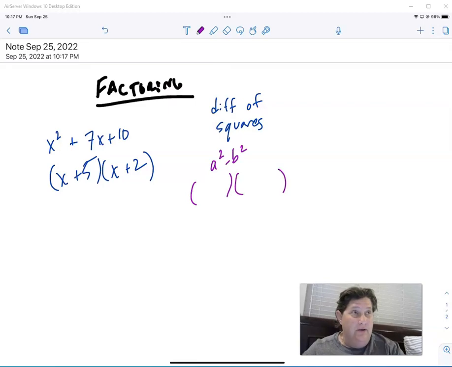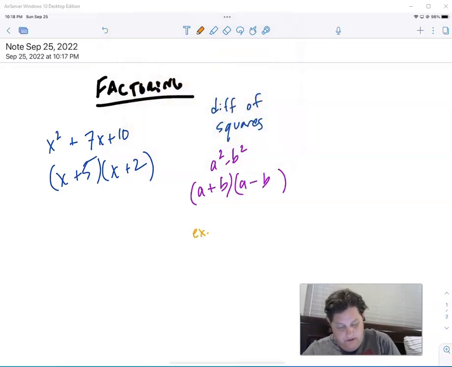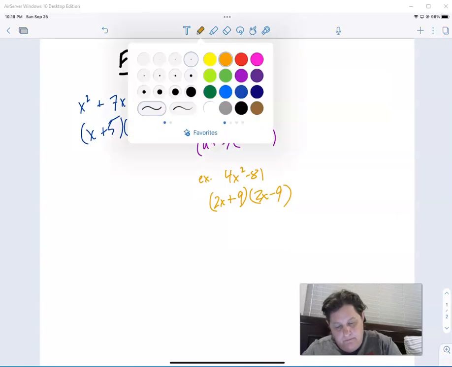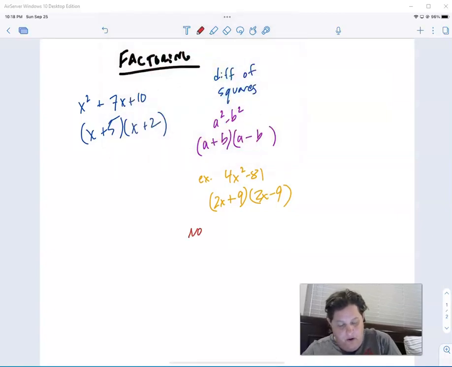This comes up a lot when we're working with limits. It's one of the easier factoring ones. We take whatever multiplies to make a squared, a times a, and whatever multiplies to make b squared, b times b, plus minus. Here's an example: 4x squared minus 81. 4x squared would be 2x times 2x, and 81 would be 9 times 9, plus minus. That works.